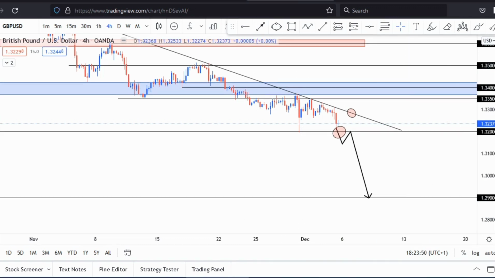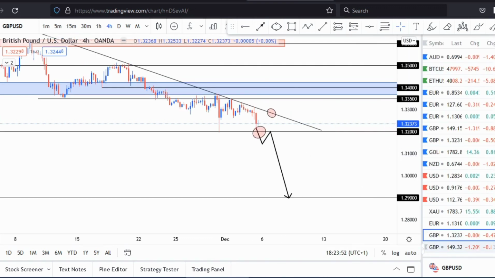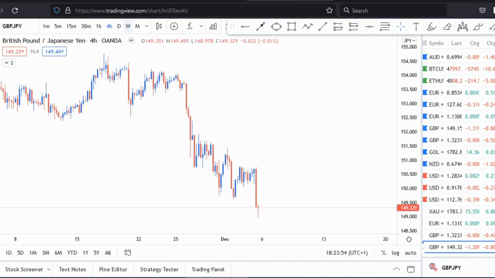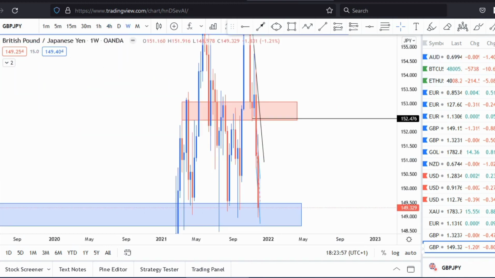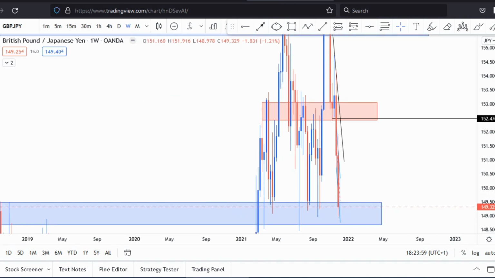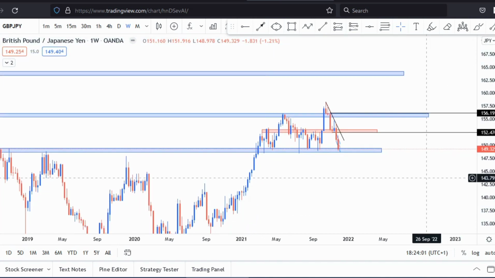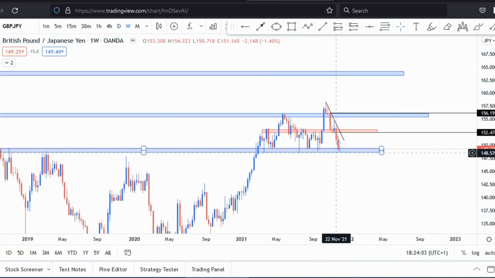So for GBPJPY, again, we'll be looking at the chart from the weekly time frame, and work our way down to the 4-hourly time frame. All right. So as we can see, price has gotten to this significant support level on the weekly time frame, which has been tested several times.